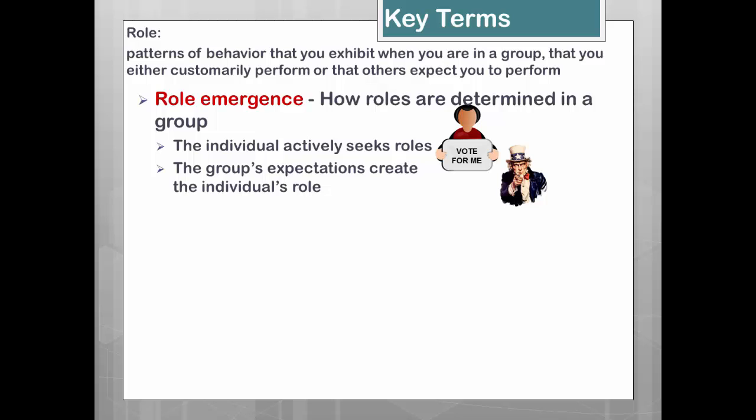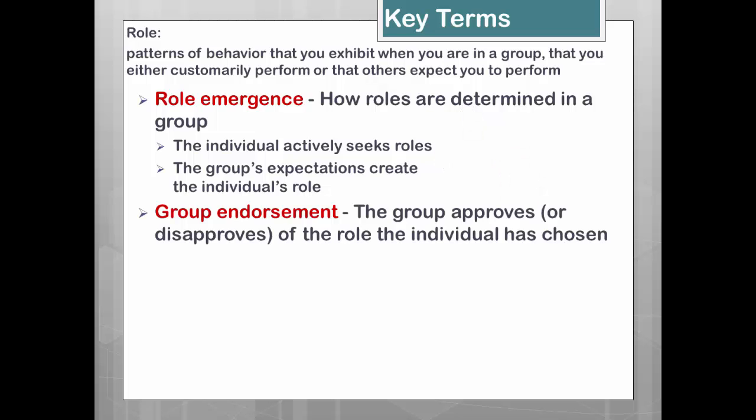My group might think that I have leadership experience and that I would be good to lead the group. I may not want to do it, but either overtly or covertly, the group could force this role upon me, or at least let me know that they want me to perform the role. This connects to the next key term, group endorsement.